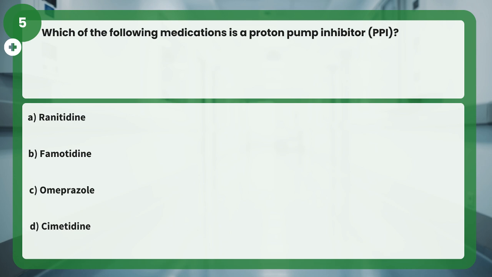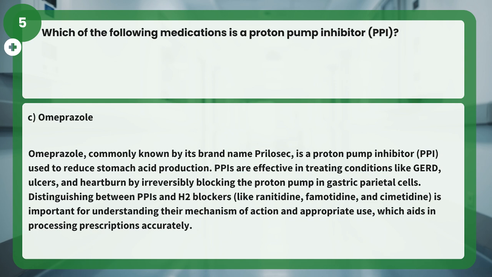A. Ranitidine. B. Famotidine. C. Omeprazole. D. Cimetidine. Answer: C. Omeprazole. Omeprazole, commonly known by its brand name Prilosec, is a proton pump inhibitor, PPI, used to reduce stomach acid production.